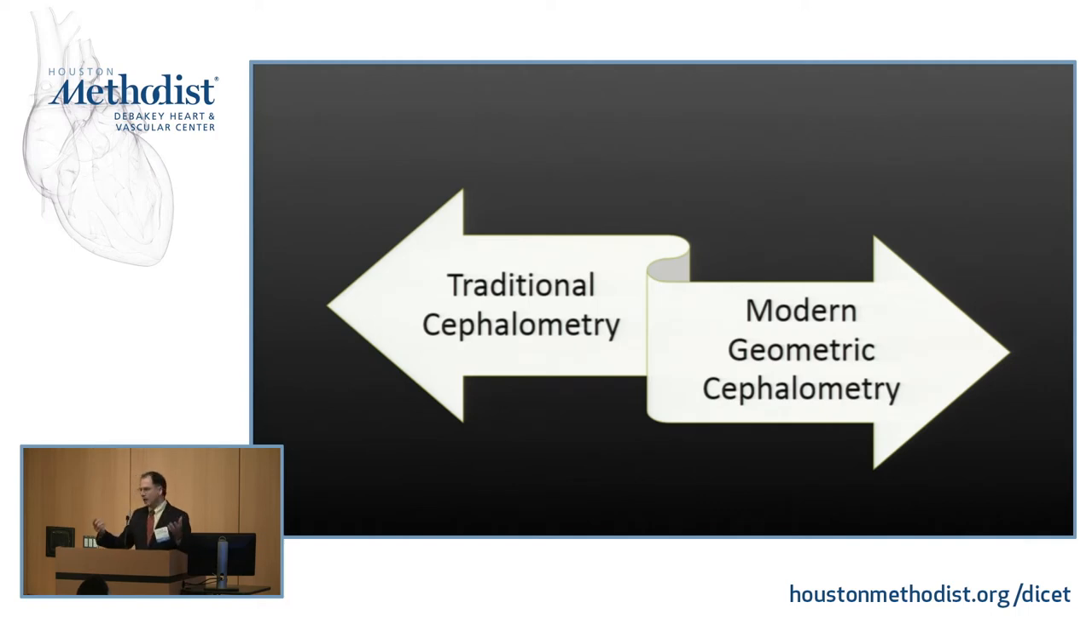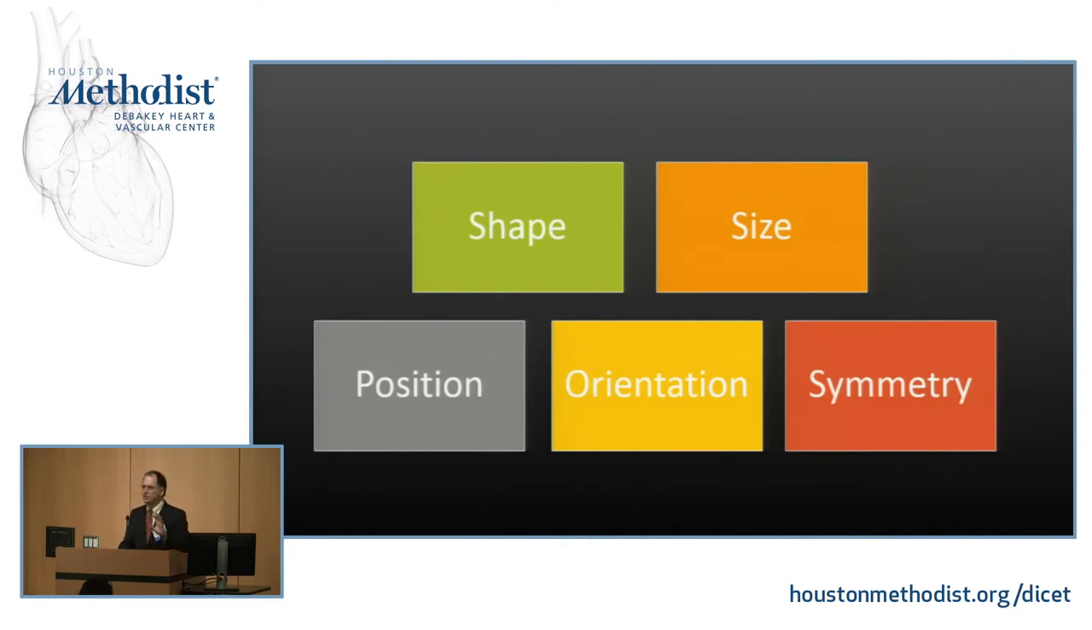in a quantitative way, using mathematics, rather than just using our imagination, our artistic sense. So in the past, there was this field of traditional cephalometry, and we're moving away from it, and we're developing a new approach. We call it modern geometric cephalometry, where each part of the face we consider to be a geometric object. And we can independently measure the shape, the size, the position, the orientation, the symmetry of each of these things and get numeric values that we can then use for facial reconstruction.